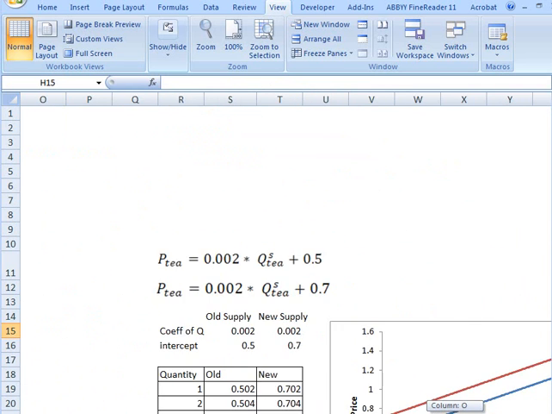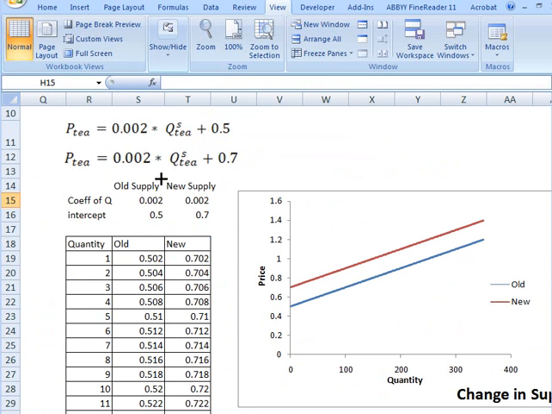If you see over here, this was my earlier curve: 0.002 times quantity supplied plus 0.5. This is 0.002 plus 0.7. So this is the old supply, this is the new supply. We want to see what the impact is. For supplying one quantity, in the old curve you wanted 0.5 as the price. In the new curve you want 0.7 as the price.